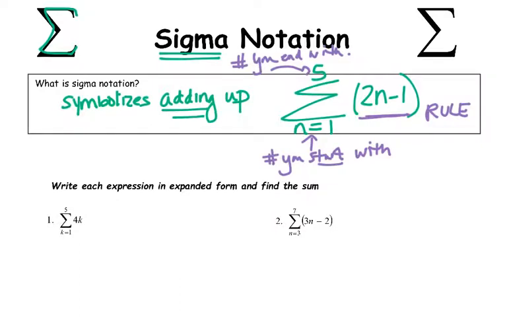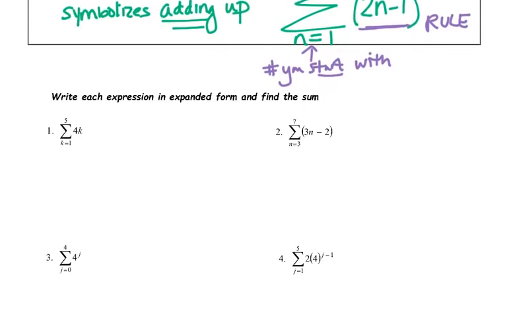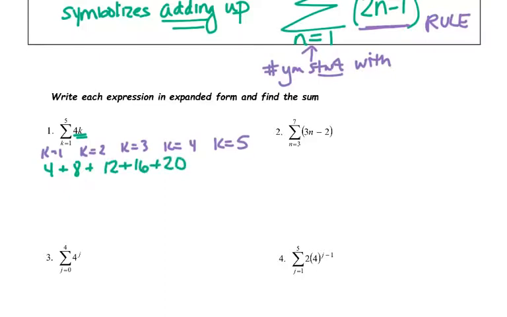So for example, if k goes from 1 to 5 of 4k, sometimes I like to write down, okay, k is 1, k is 2, k is 3, k is 4, k is 5, and then actually plug those numbers into the rule 4k. So 4 times 1 plus 4 times 2 plus 4 times 3 plus 4 times 4 plus 4 times 5. Now, if it's only 5 numbers, no biggie, right? You can just add those numbers up. So what I see, 20, 40, 60, it would all add up to.